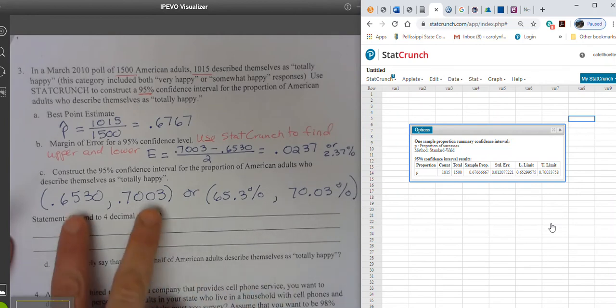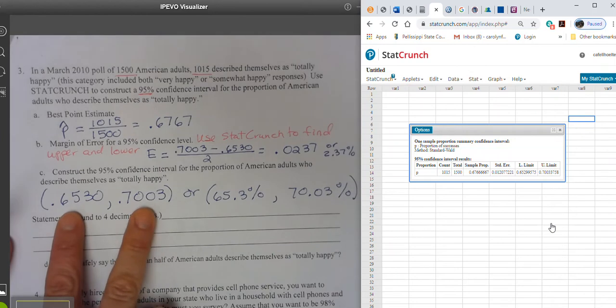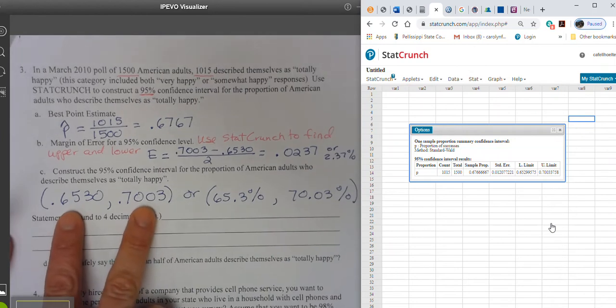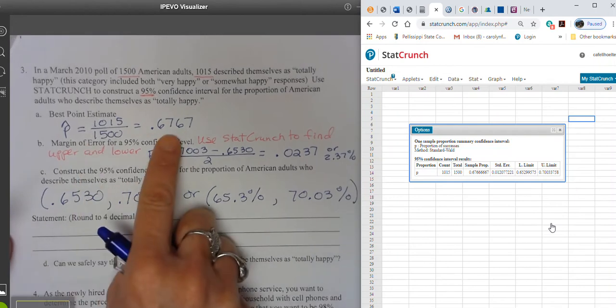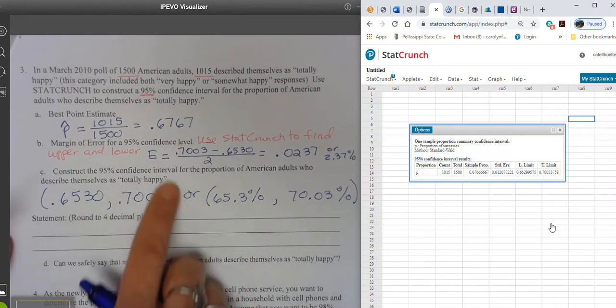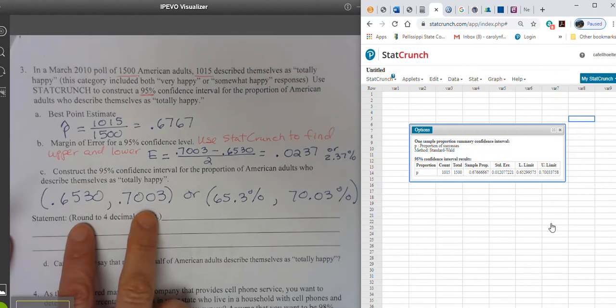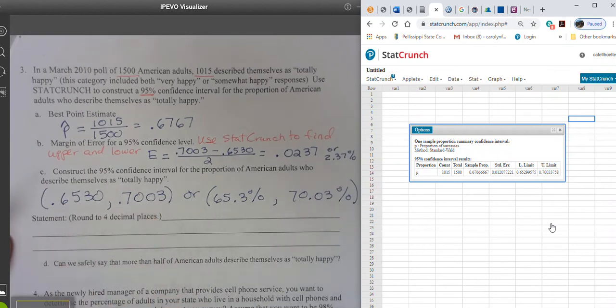So we're 95% confident that it's really somewhere between 65% and 70% of adults would say they're totally happy based on this survey. So we use the survey, we use this p hat that we got to build a confidence interval about the entire population of adults. And we would say that we're 95% confident that the true population percentage of adults that are totally happy is somewhere between 65% and 70%.